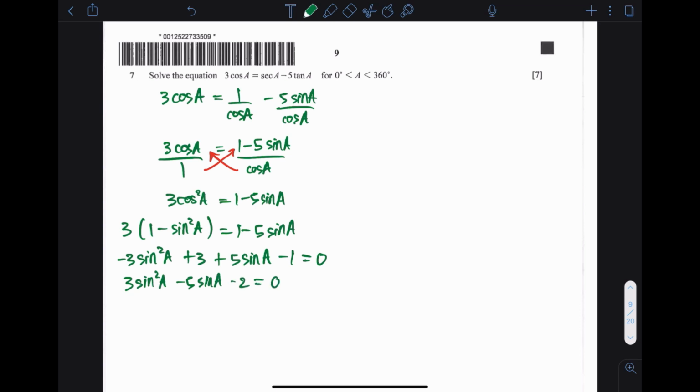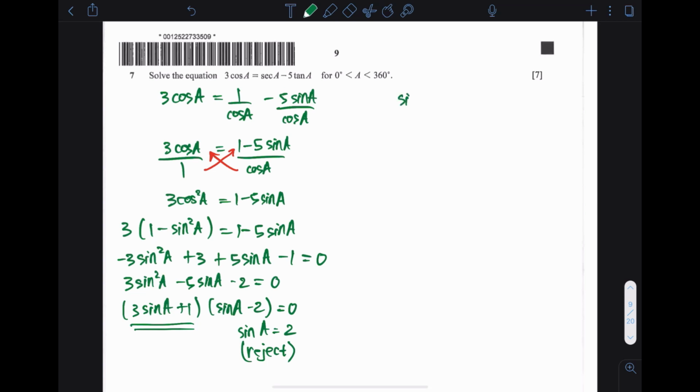Factorize this. This is a quadratic, so you can use your calculator to factorize them if you like. There are two answers. First, sine A equals 2. This is impossible because whenever you have a trigo of sine and cosine, you cannot exceed 1 and negative 1. Whereas this one here is quite plausible. We put down sine A equals negative 1 over 3. That's the only possible solution.